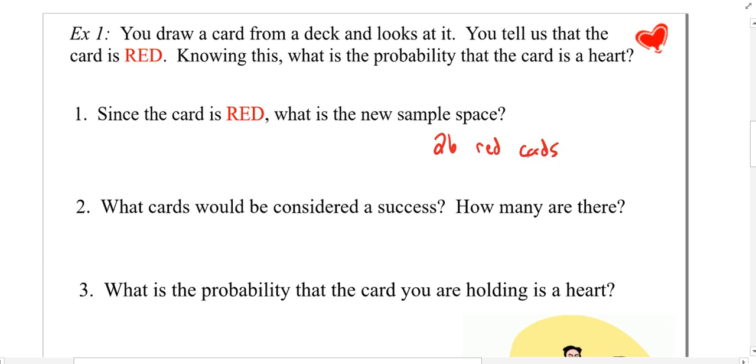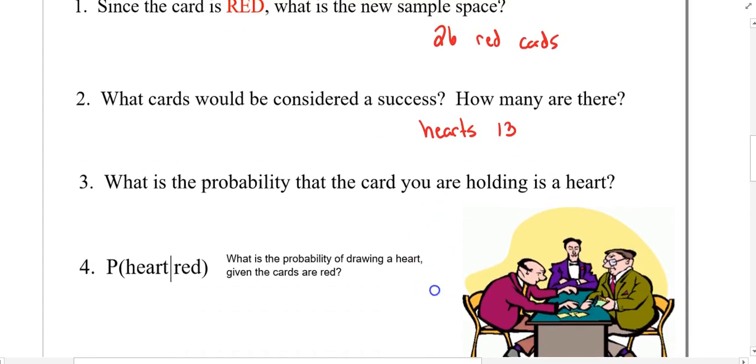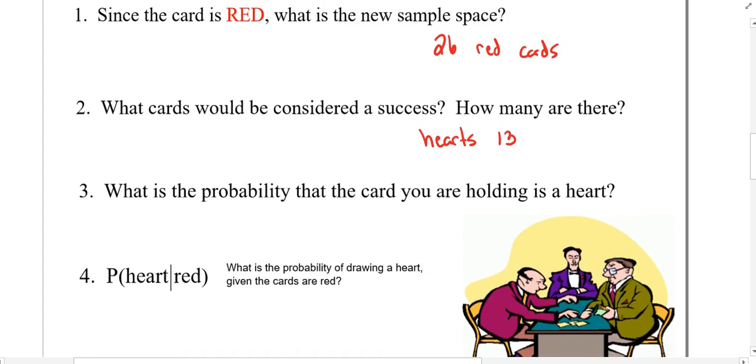What card would be considered a success? Well, we're interested in hearts, so hearts would be a success, and there's 13 of those. So what's the probability that the card you're holding is a heart? Well, we know it's one of those 26 red cards. There's 13 of those cards that are hearts. So the probability then is 13 out of 26.